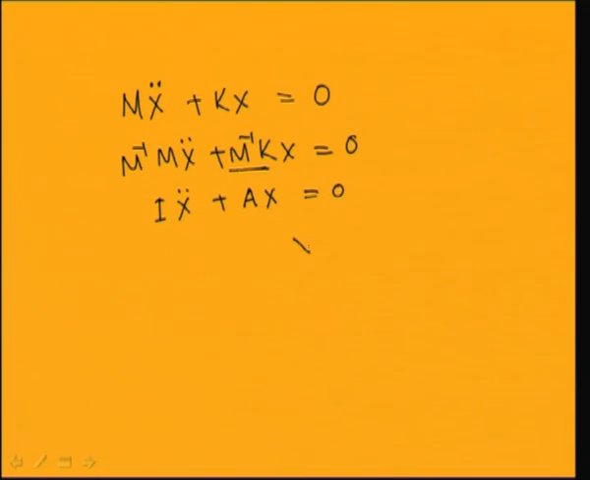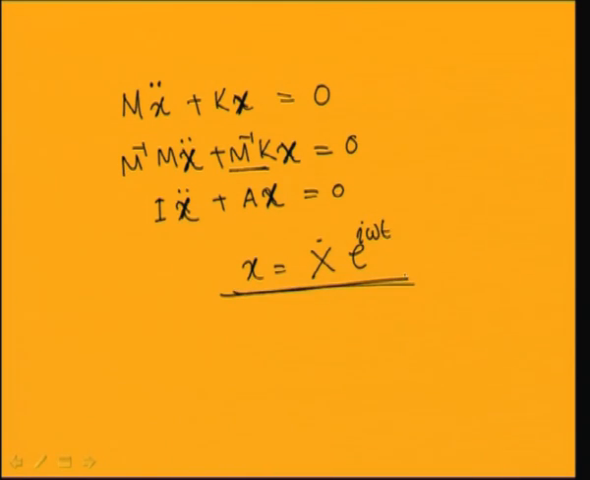So, this is small x, the vector small x, and this is k x, so I can write in this form. The small x I can assume equal to capital X e to the power i omega t. So, if I assume in this form, e to the power i omega t, or if I am assuming the normal mode vibration, that is all the masses are moving with the same frequency omega.